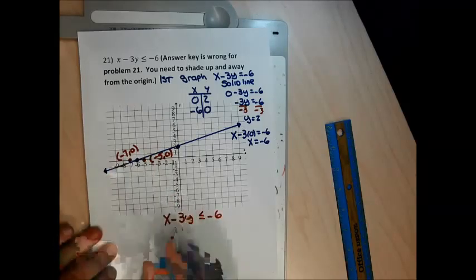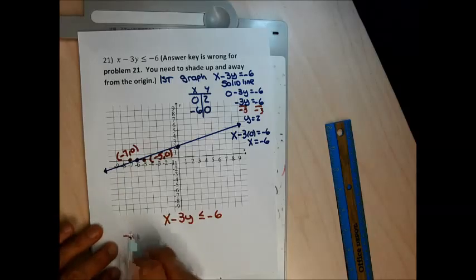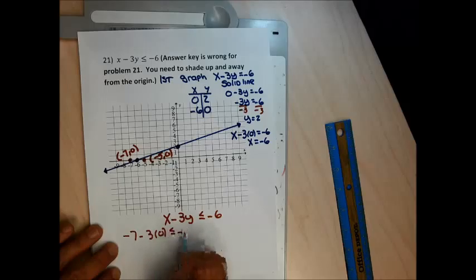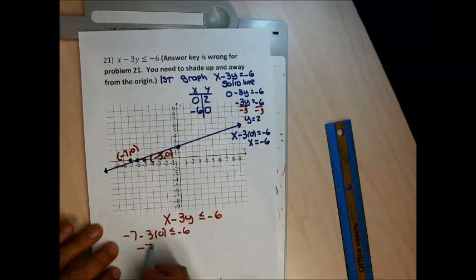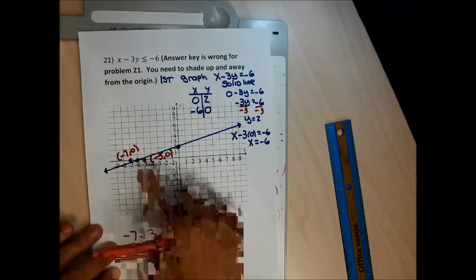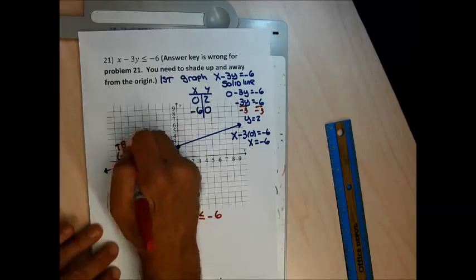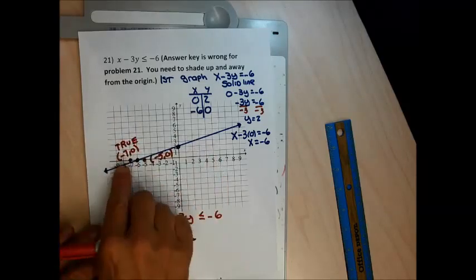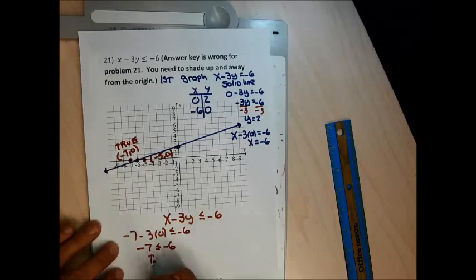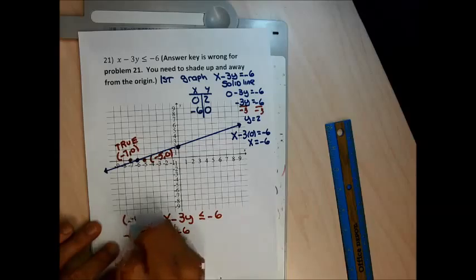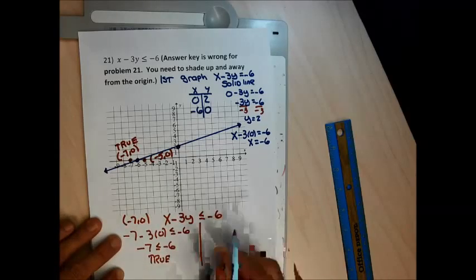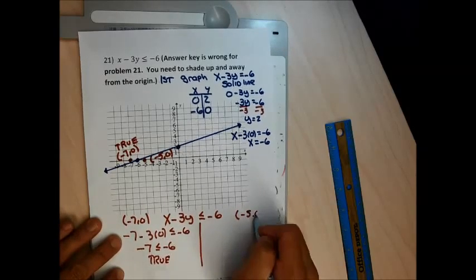First, I'm going to plug negative 7 in for x and 0 for y. I'm going to go negative 7 minus 3 times 0 is less than or equal to negative 6. This is going to give me negative 7 is less than or equal to negative 6. That's true because numbers get smaller as you go to the left. So this point right here is going to be true. Negative 7 is less than negative 6. Now I'm going to work on that point. So this was with the point negative 7, 0. I got true. Now I'm going to work on the point negative 5, 0.